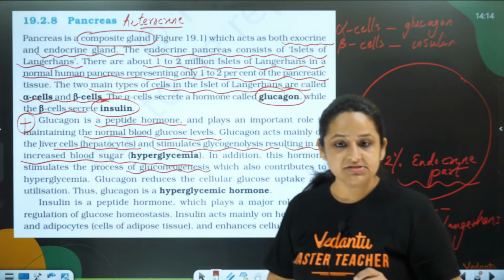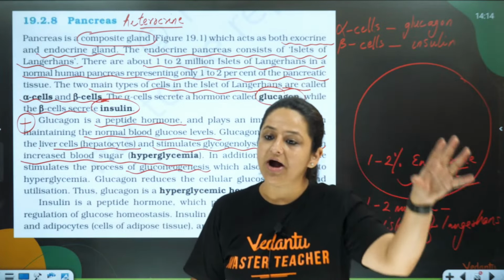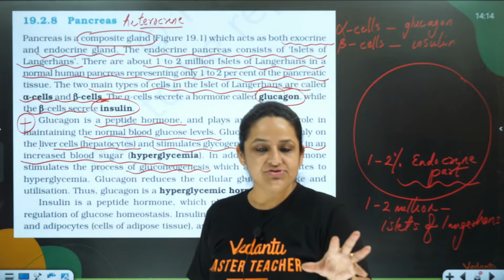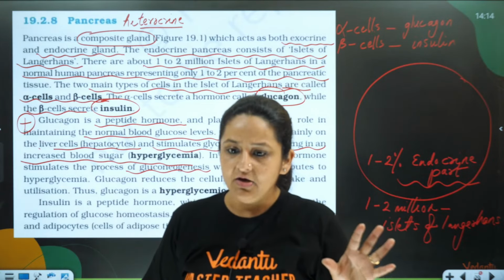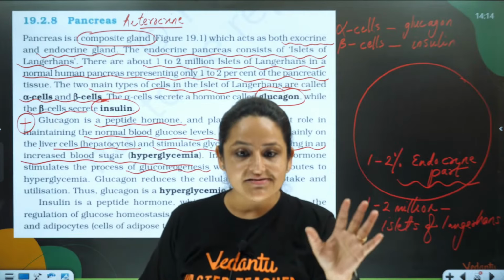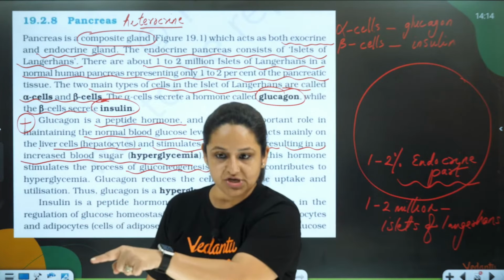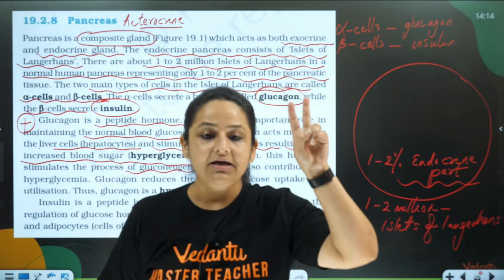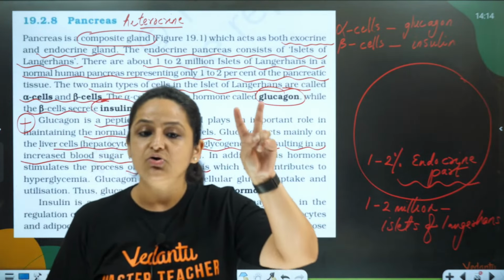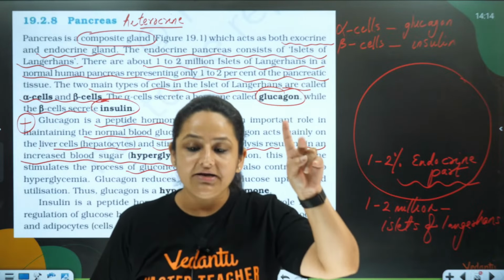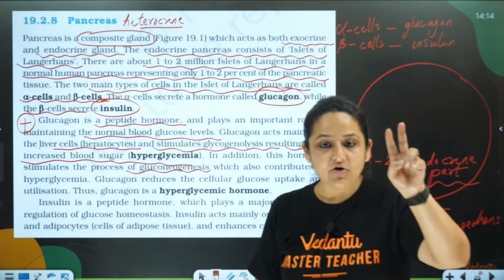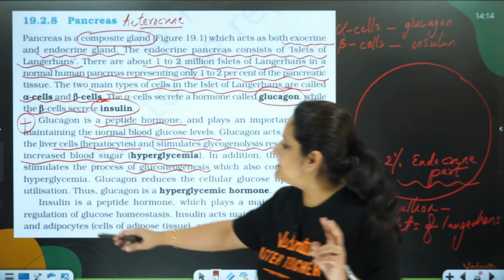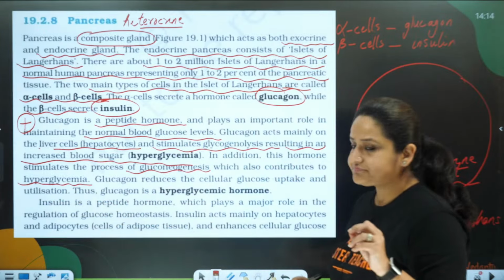Gluconeogenesis is also a process where, from non-carbohydrate sources, we are again producing glucose. From any type of protein, lipid, or fatty acid, when we are producing glucose again, that is called gluconeogenesis. So both these functions, stimulating glycogenolysis and stimulating gluconeogenesis, are going to help in the production of glucose in the blood. That is the reason we say the blood will become hyperglycemic.